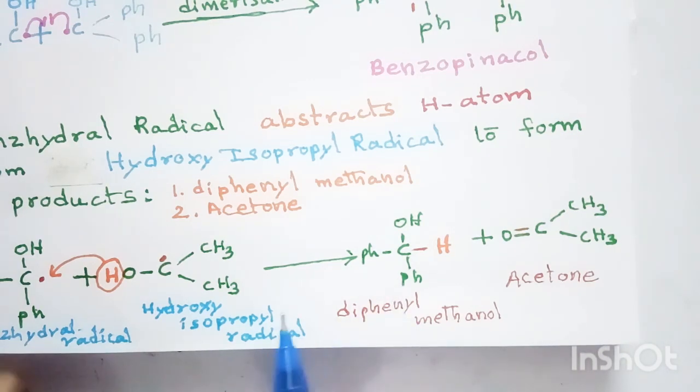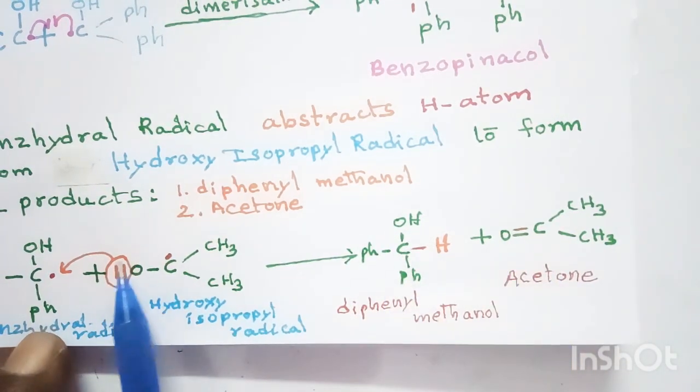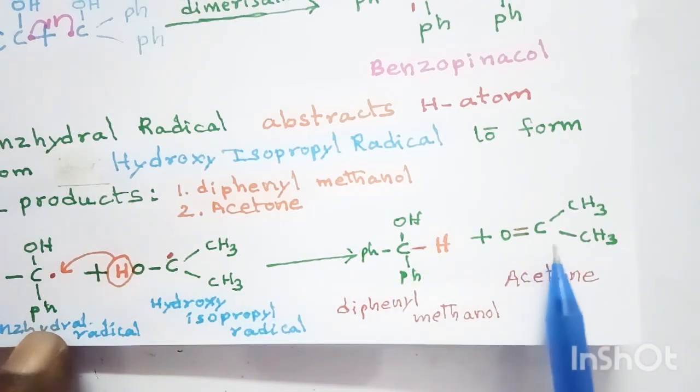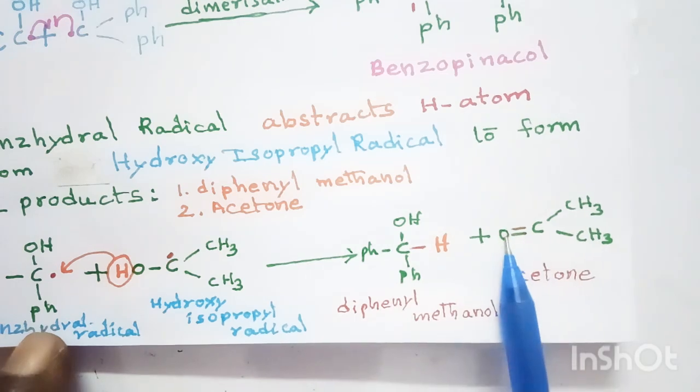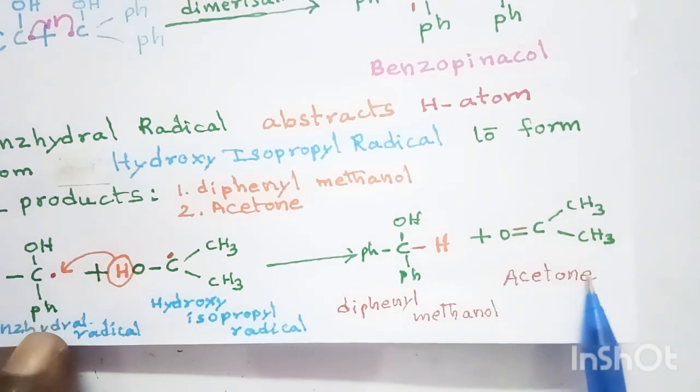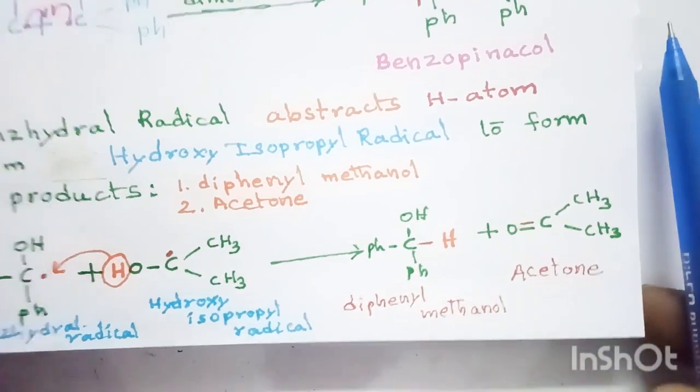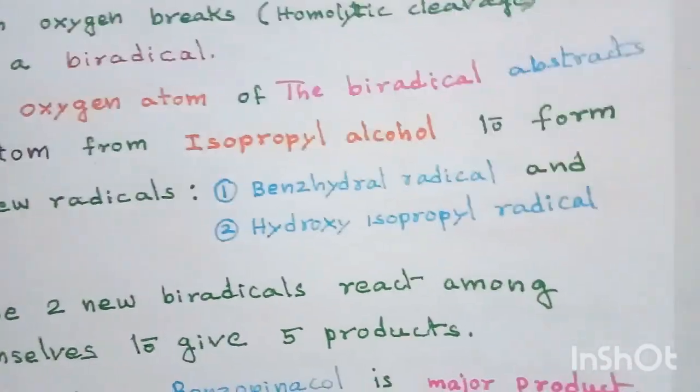the hydroxyisopropyl radical loses its hydrogen atom and becomes (CH3)2C=O, that is acetone. This is the second possible reaction.